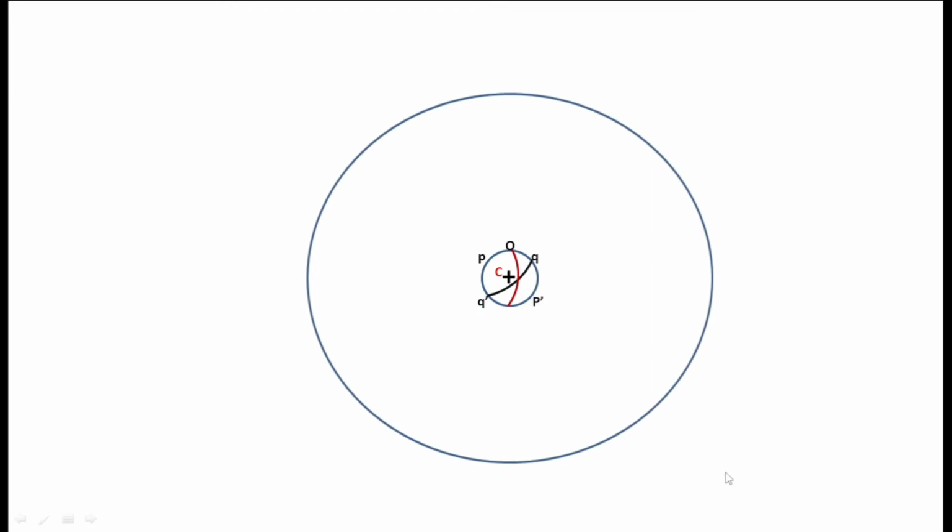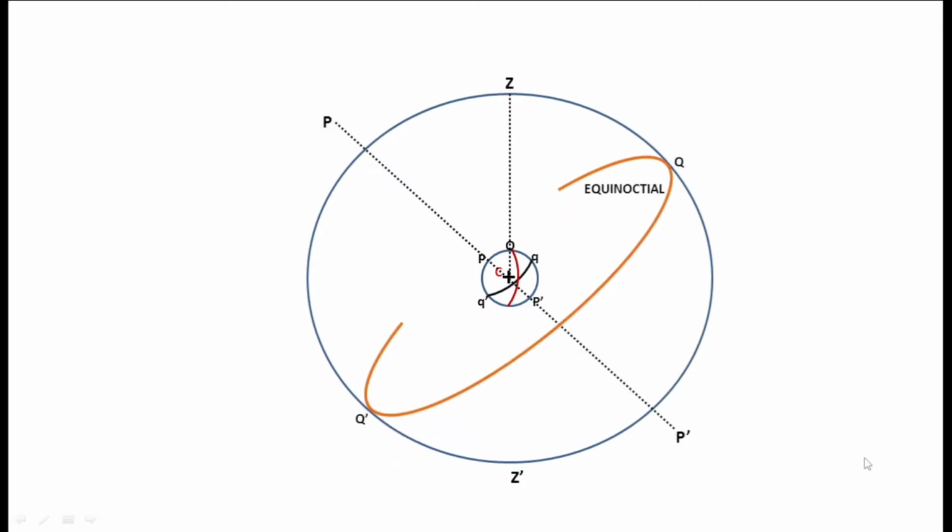Celestial sphere, projecting the poles onto the celestial sphere, you get the elevated poles or celestial poles. And the point overhead the observer is the zenith. Equinoctial is the projection of the equator onto the celestial sphere, 90 degrees to the celestial pole.